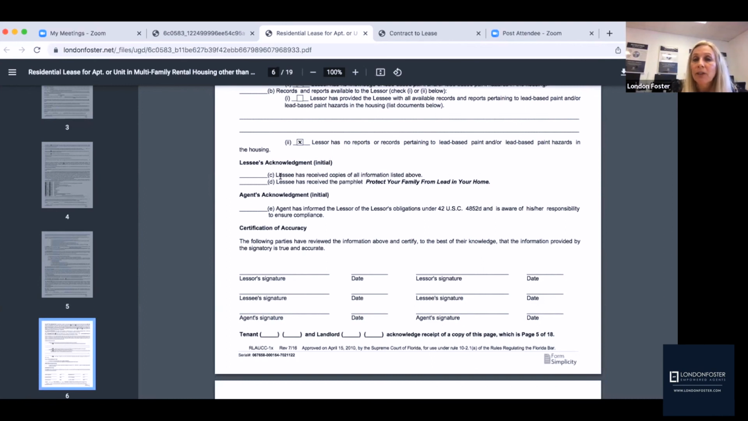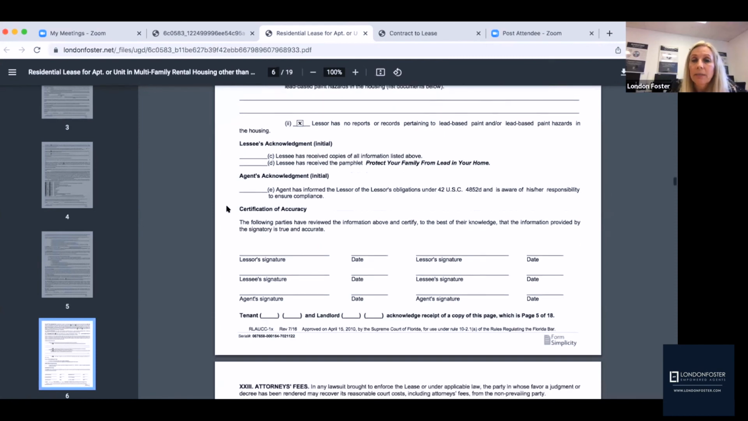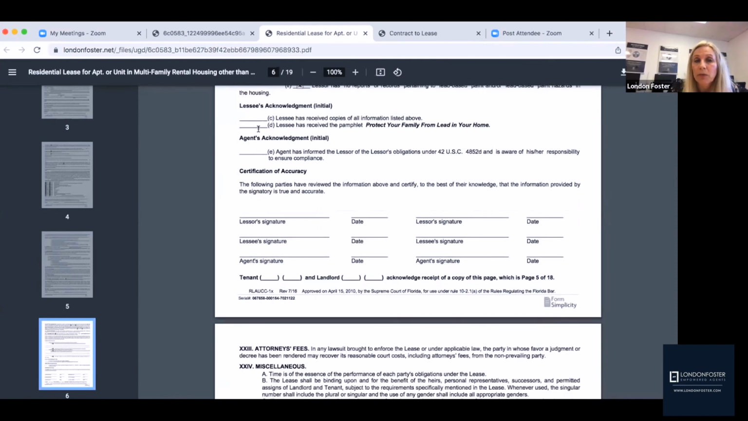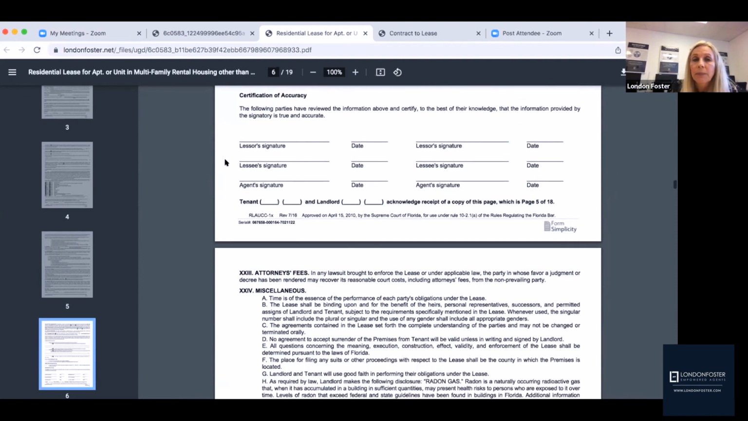If they've received it, they initial here. They don't put a check mark, it's initials. And if there's more than one person, they each initial here if they have received it. Okay, the agent's acknowledgement is here, that you've informed them that there may or may not be lead in the property. And that's what this part is for. This is the legal part from the state of Florida, that we have to give this to every client if it's built before 1978. Okay.